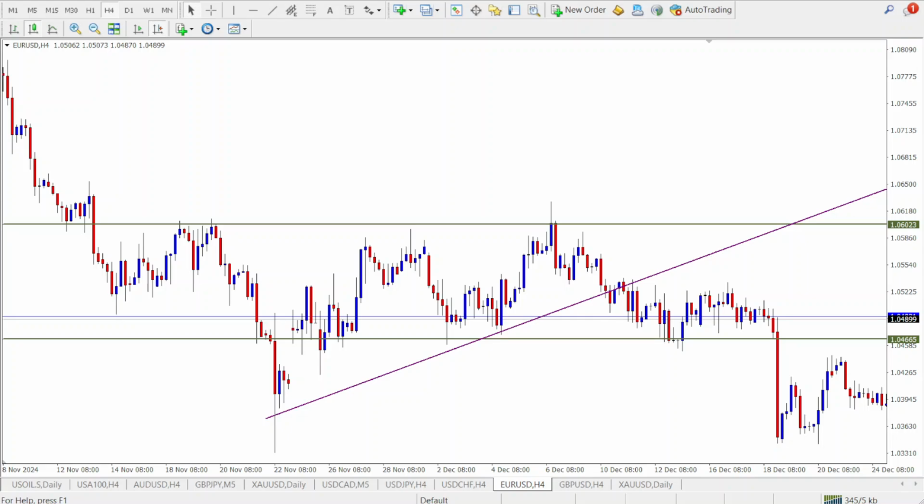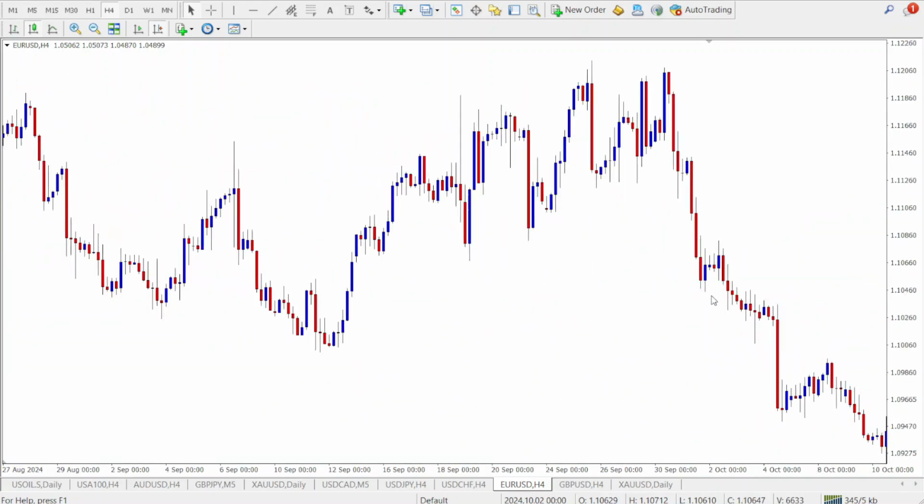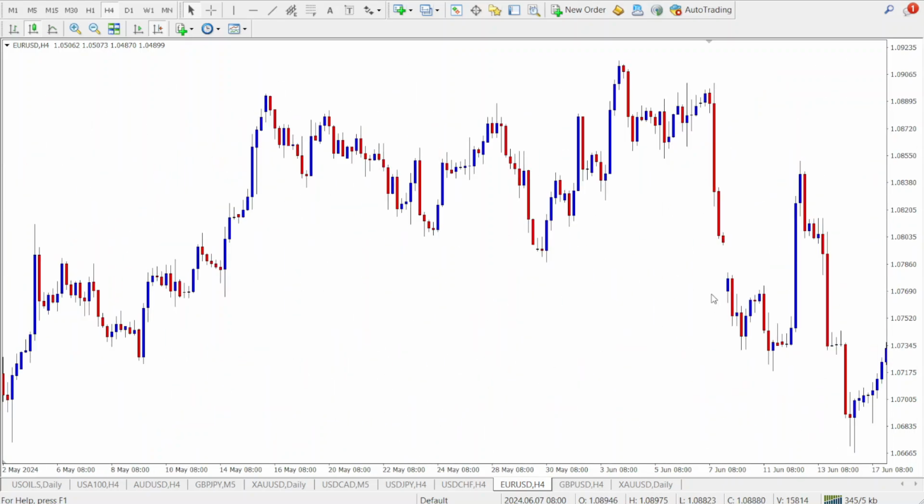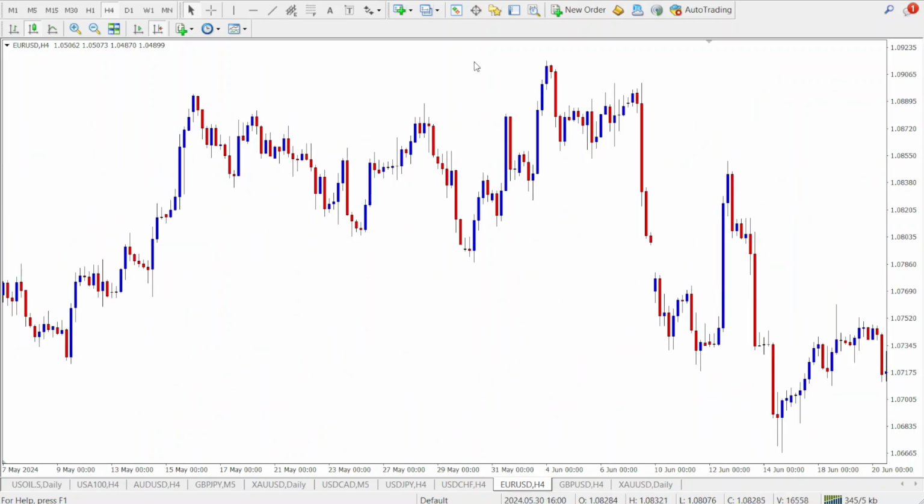First things first, let's talk about what price range trading is. At its core, price range trading is a strategy where traders take advantage of price movement within a defined range. This means that the market is neither trending up nor trending down, but instead is moving sideways between key levels of support and resistance. These levels act as boundaries for the price, and the goal is to buy at support, the lowest point of the range, and sell at resistance, the highest point of the range.